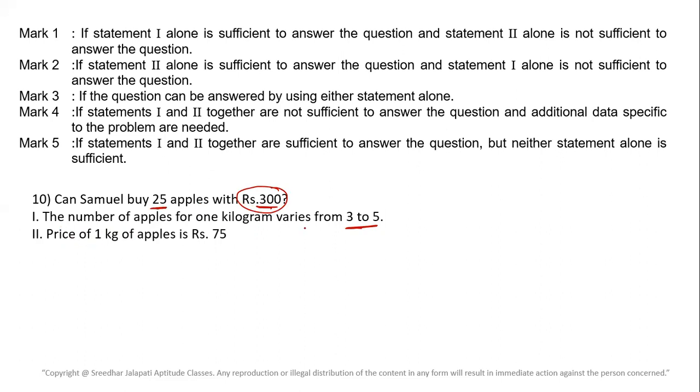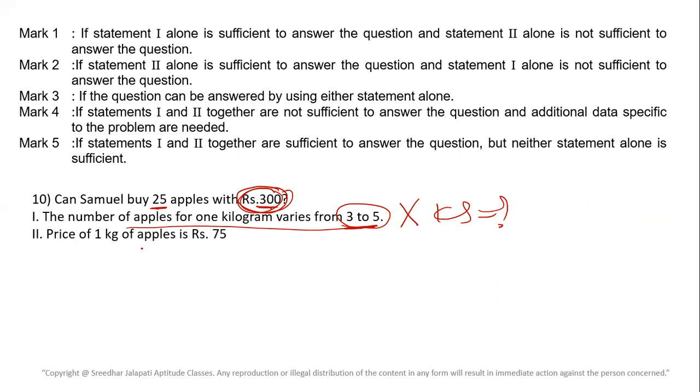If the number of apples per 1 kilogram varies from 3 to 5, as in the first statement, that's okay. Per kilogram he may get 3 to 5, but for 300 rupees, how many kgs can he get? We do not know. In the first statement, we are just given that per kilo he can get 3 to 5. But with the money he has, how many kgs can he get? We do not know. So therefore, 1 alone is not sufficient.